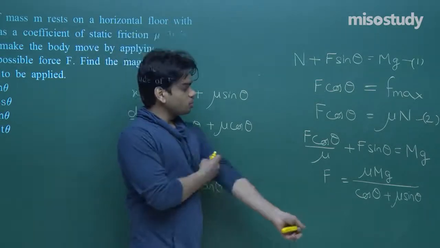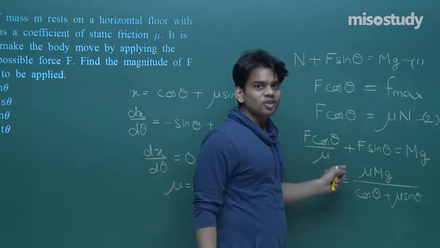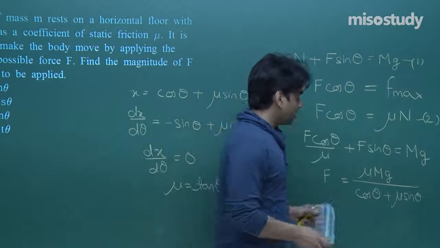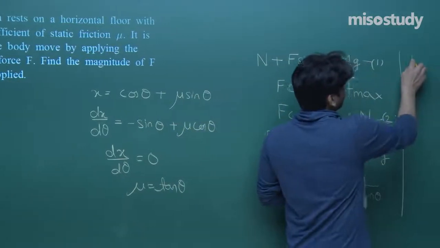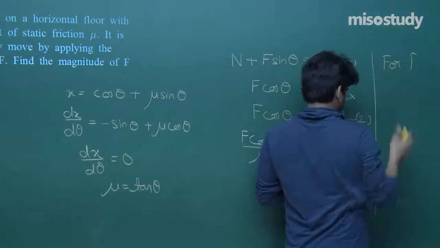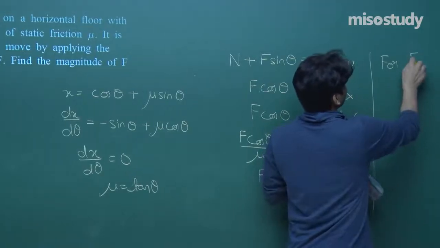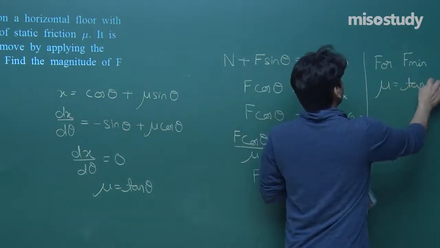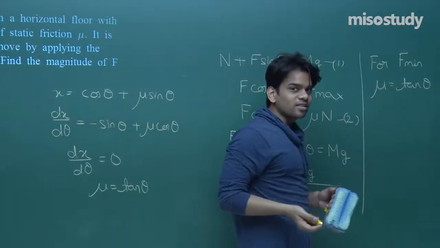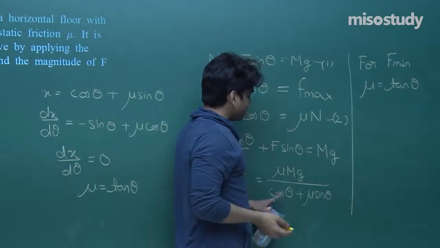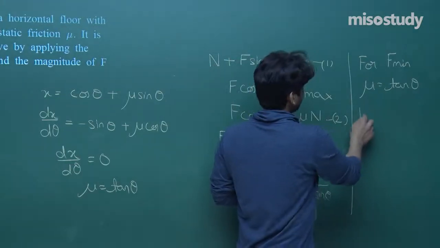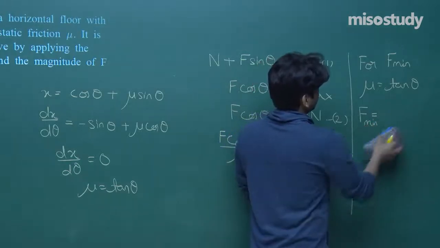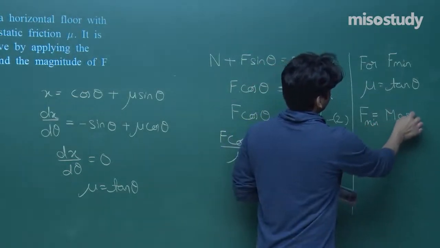If you put mu equals tan theta here, you can easily obtain the value of F, that would be the F minimum, for the maximum value of the denominator. So for F minimum, put mu equals to tan theta. Now if we put this, we have sin theta by cos theta equal to mu. Put tan theta here and the rest of the terms are given. You will obtain that F minimum will come out to be mg sin theta.